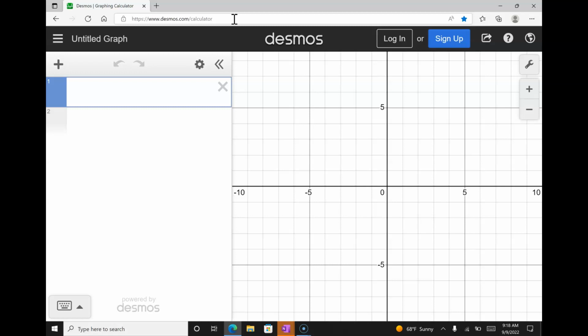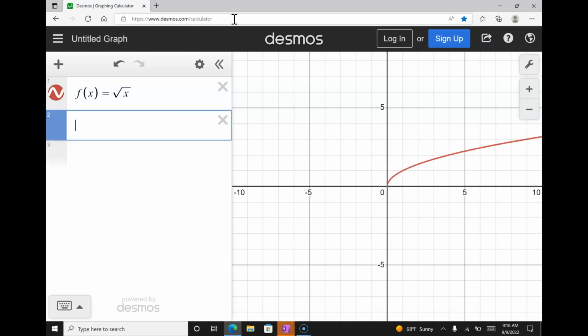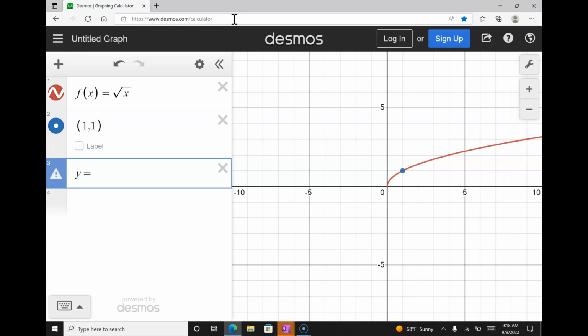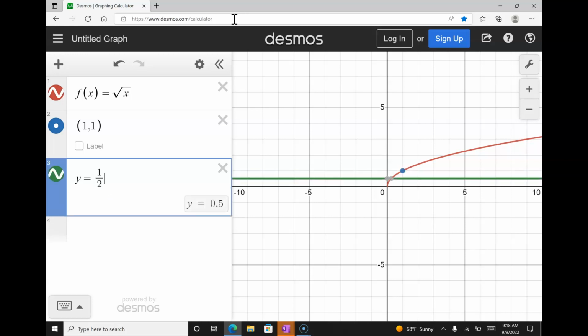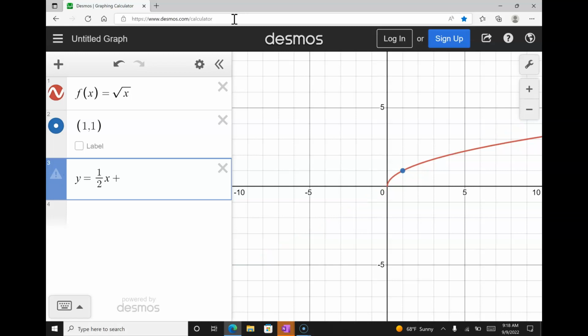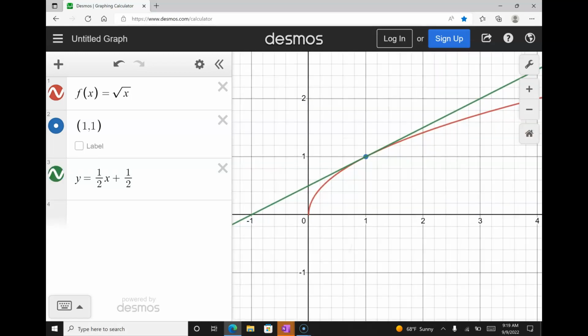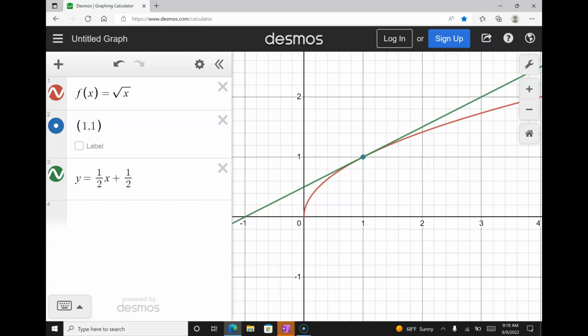Nice. Very cool. So let's see. y equals f of x is square root of x, right? F of x equals sqrt(x). We had the point (1, 1), and we had our tangent line y equals 1/2 x plus 1/2. And there it is. So I can really see that I've got it correct, right?